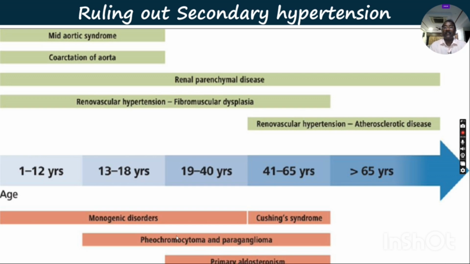Once the age is beyond 60 or 65 years, as atherosclerosis, it is mostly because of renovascular hypertension, because of renal artery stenosis, or renal parenchymal disease like CKD.